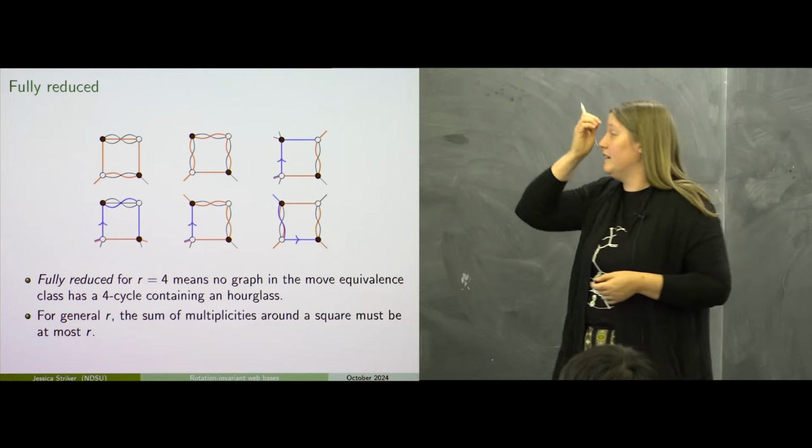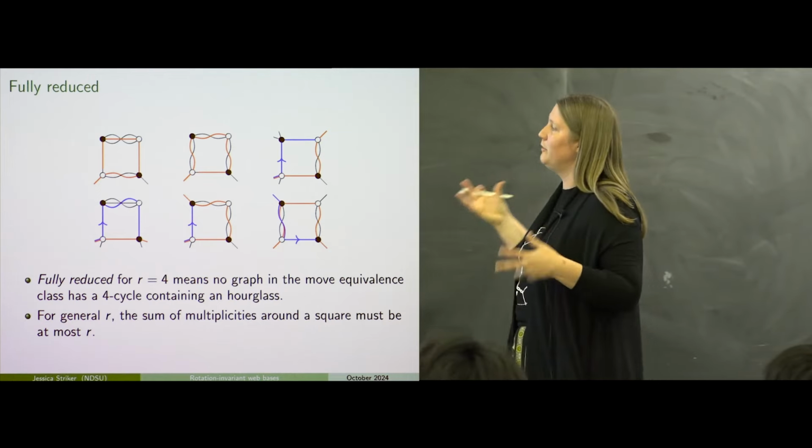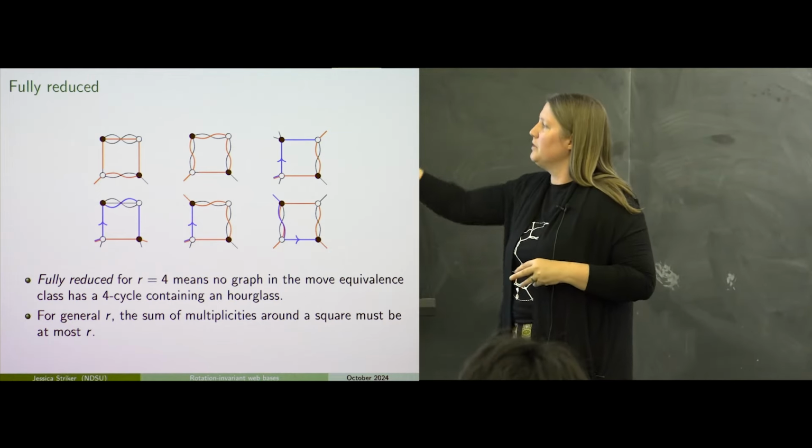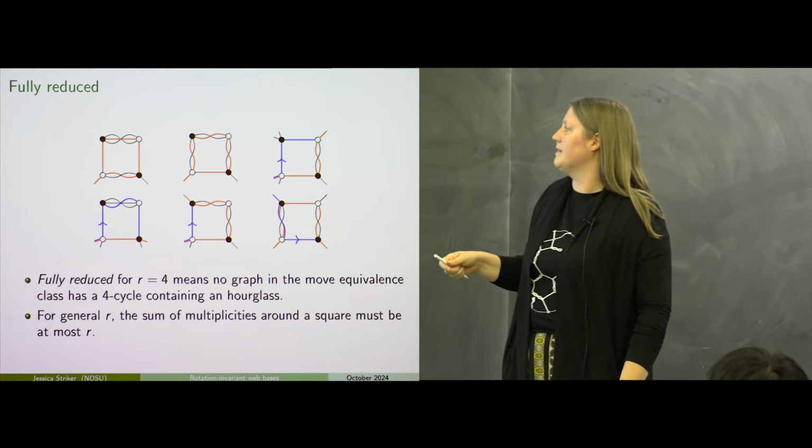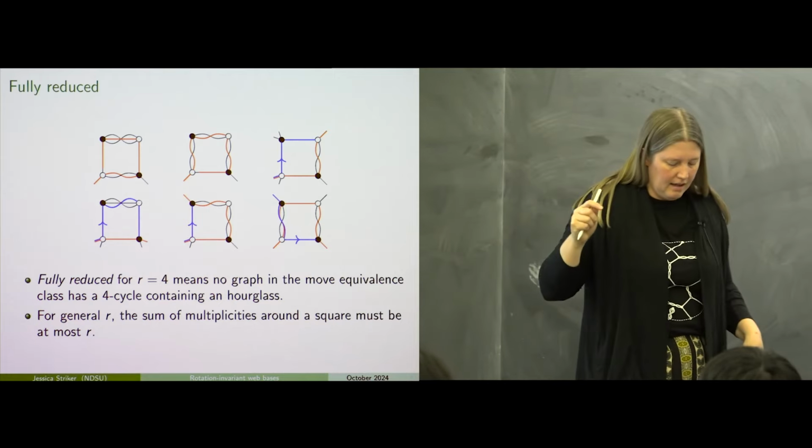Now, the other adjective on what kinds of graphs we want is fully reduced. So fully reduced, in this r equals 4 case, means no graph in the move equivalence class has a 4-cycle containing an hourglass.